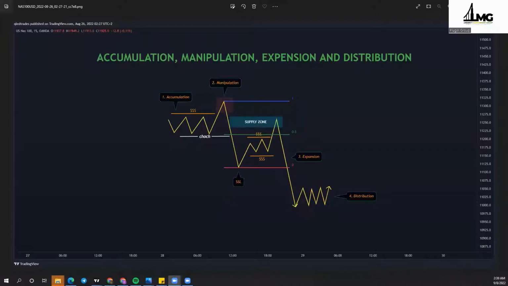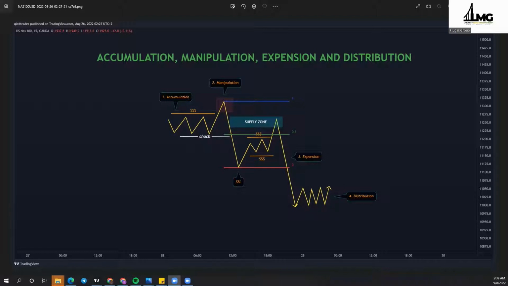Hey guys, in this video I'm gonna cover the accumulation, manipulation, expansion, and distribution setup. Most of you have heard a lot about this setup. I talk a lot about it, and for me it defines my daily bias and my weekly bias. I'm gonna tell you what these things mean, and show you how to identify them on the charts.